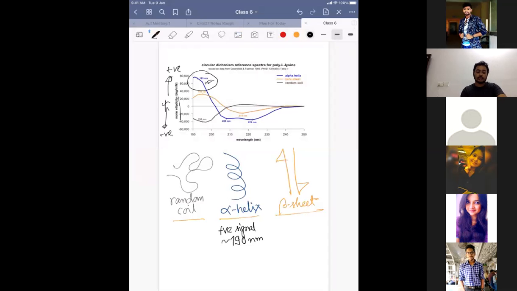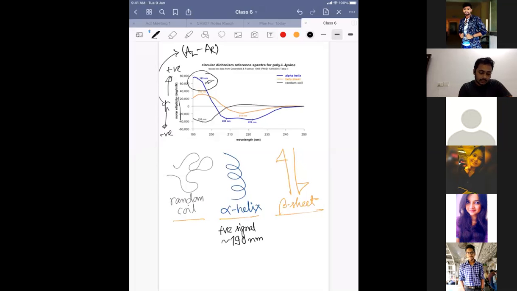I have gone through why it is positive and negative, because psi is nothing but the difference between absorbance of left-hand circularly polarized light and right-hand circularly polarized light. Remember, I guess? Depending on which one is absorbing more, you can have a positive or a negative. So any alpha helix you find in protein structure anywhere in the world or in the universe, if you do CD spectroscopy, you're going to see this 190 nanometer band in the positive mode.